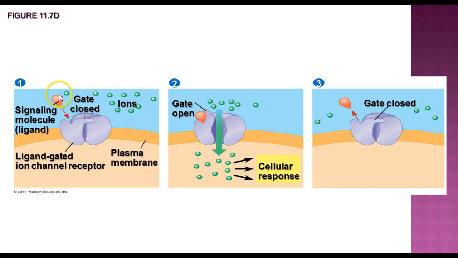The binding of the ligand causes a conformation change in the protein, which opens up the gate, and that initiates the cellular response, which allows the ions to pass in. Once that response is finished, the ligand can disconnect, and that will close the gate once again. This is very efficient, and it's used in a lot of kinds of cells like nerve cells and muscle cells that need to have a sudden influx or outflow of particular kinds of ions.